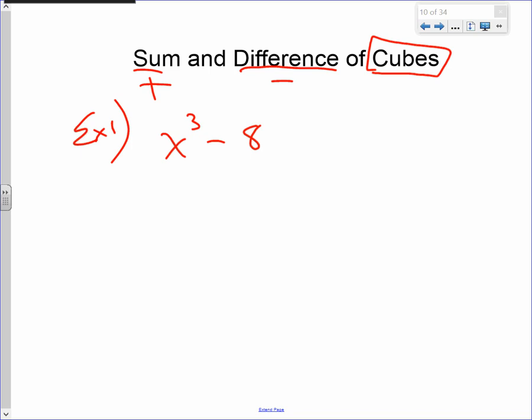Is that a difference of two cubes? How would you write 8 as a cube? Doesn't look like a cube to me. 2 to the what? Right, so watch this. Let me rewrite it as a difference of two cubes. Write it with me: x cubed minus 2 cubed. Now we have a difference of two cubes. Difference, that's subtraction. There's a pattern now.